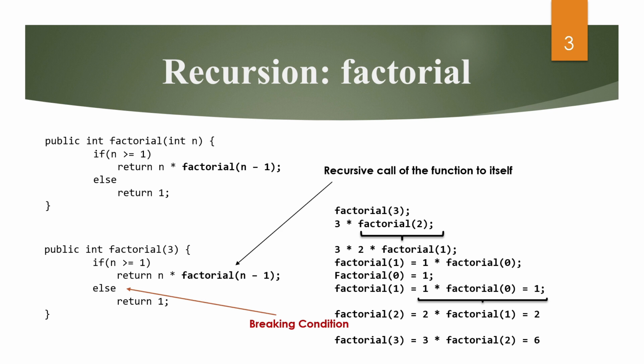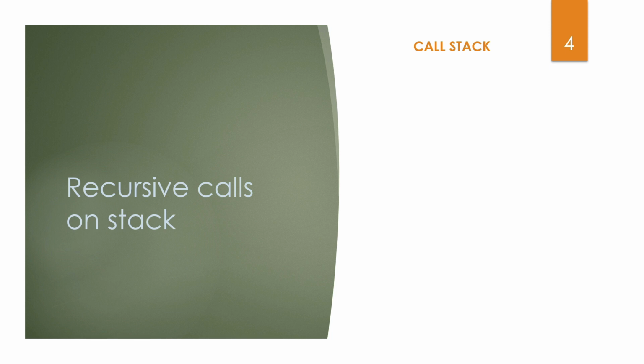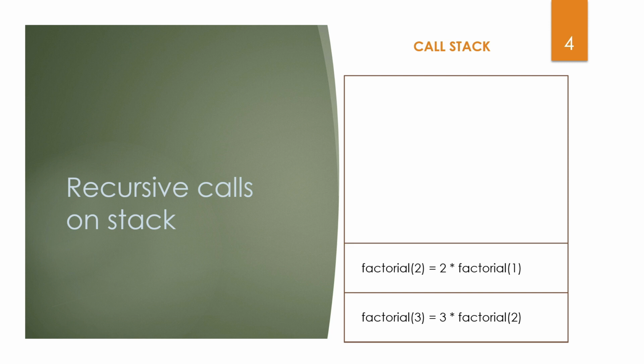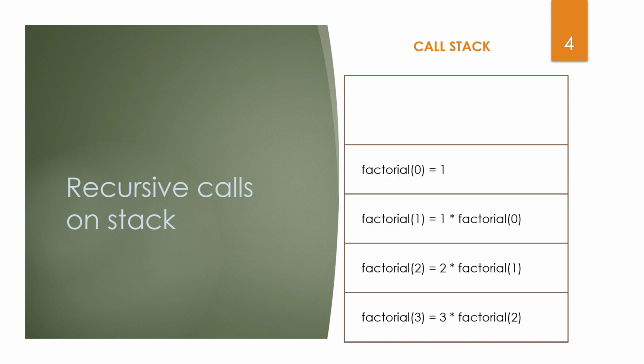Now let's visualize what happens on the stack and what method calls on the stack look like. So this is a call stack. As you know, on the stack there are multiple things accumulated on top of each other. In our case, these things are method calls. So this is the initial method call, which is at the bottom, and then the next method call, factorial of 2, will be on top of it. Then we add factorial of 1. And finally, we have this factorial of 0 method call, which actually finds the value 1.